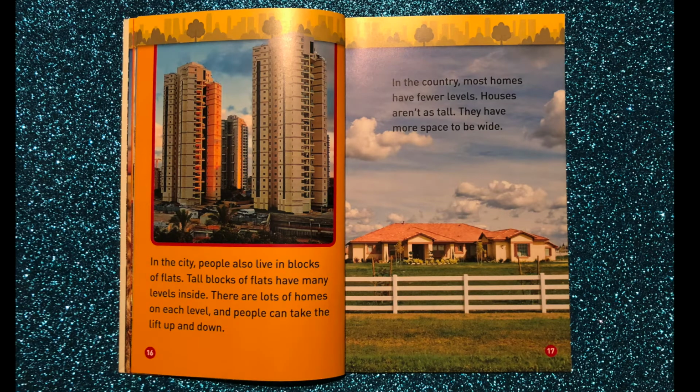In the city, people also live in blocks of flats. Tall blocks of flats have many levels inside. There are lots of homes on each level, and people can take the lift up and down. In the country, most homes have fewer levels. Houses aren't as tall. They have more space to be wide.